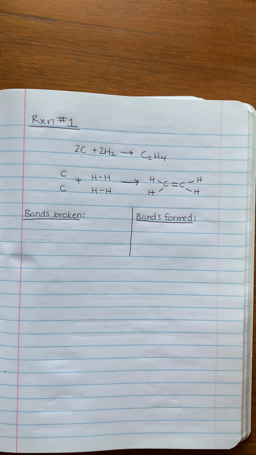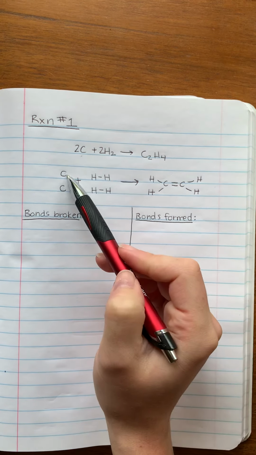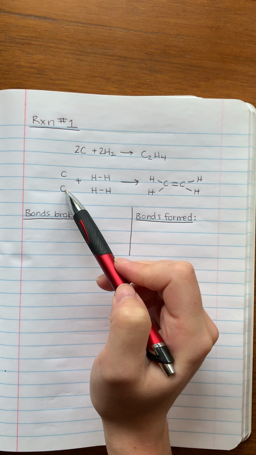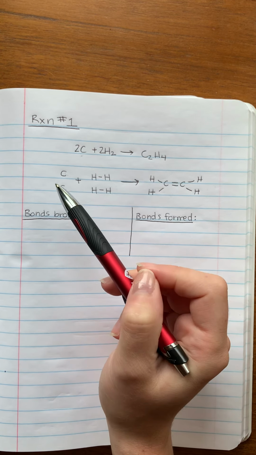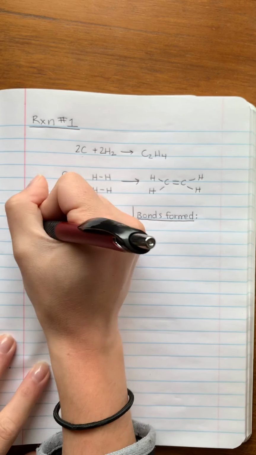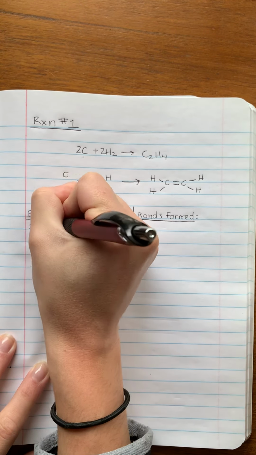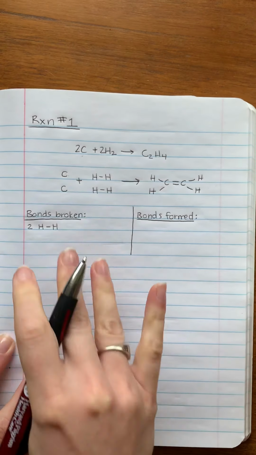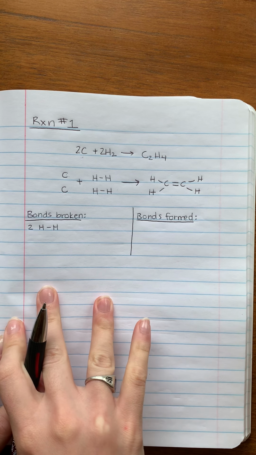So for this reaction, I'm going to help you out real quick. Notice that we have no bonds for these carbons at the beginning, so you can actually ignore them when you're trying to figure out which bonds you're breaking in the beginning of the reaction. You just have 2 H-H bonds to worry about. All right, I'm going to let you finish those calculations there.